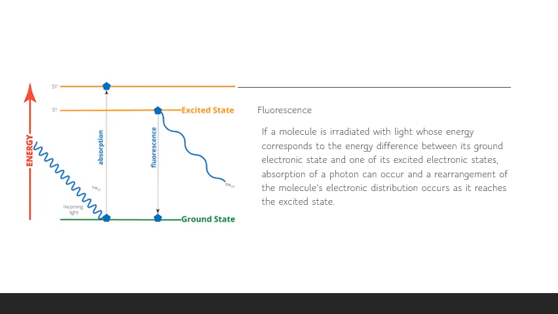In fluorescence, a molecule is irradiated with light whose energy corresponds to the energy difference between its ground state and one of the excited states. So whenever you supply energy to the molecule, it may absorb energy if you have the energy which corresponds to the energy difference between ground state and one of the excited states. Here we have shown in the figure the energy is equivalent to this excited state. So whenever you give energy, your particle moves to the second state.